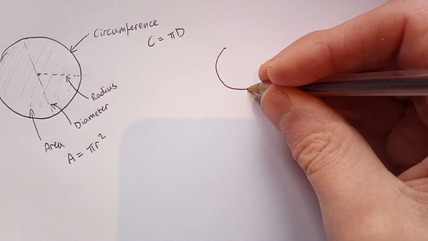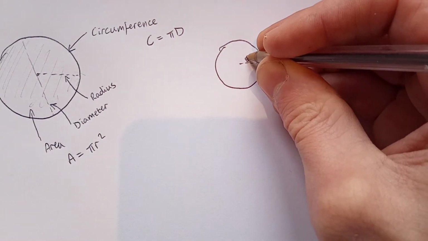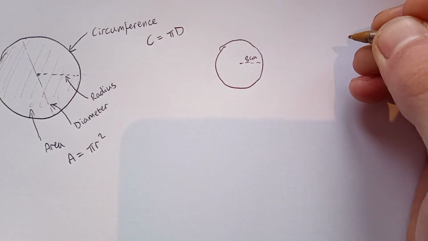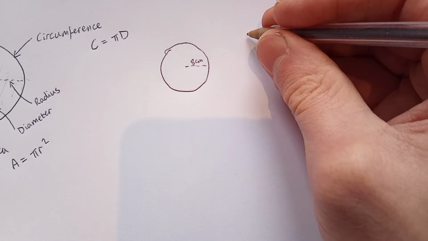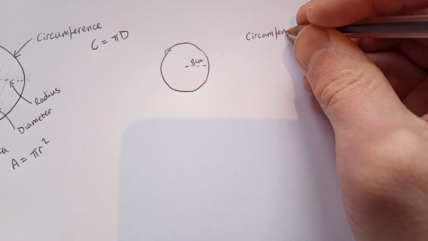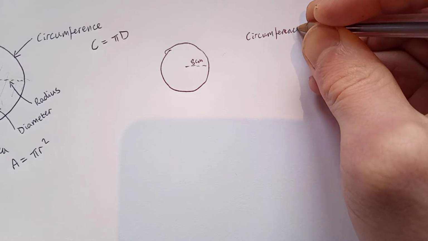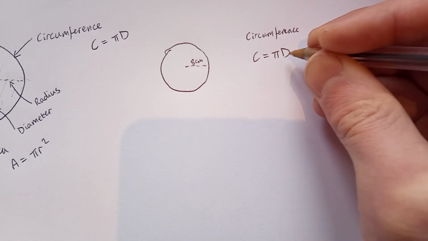Let's do it with this circle here. We're going to look at a circle which has a radius of 8 centimeters, and we're going to work with that one and see what we get. So first thing we're going to do is work out the circumference of that circle. So we write down our formula, C equals pi d.